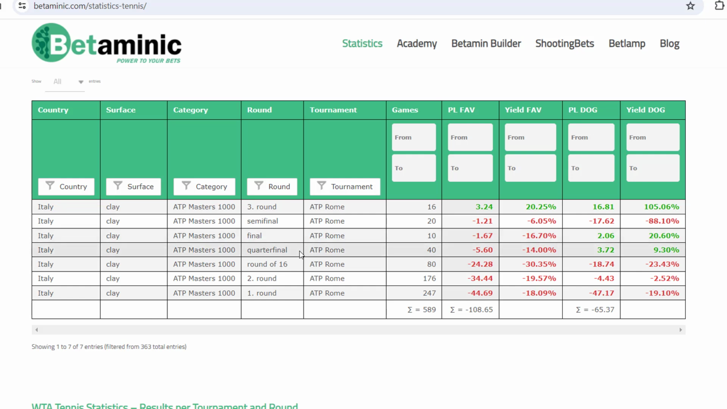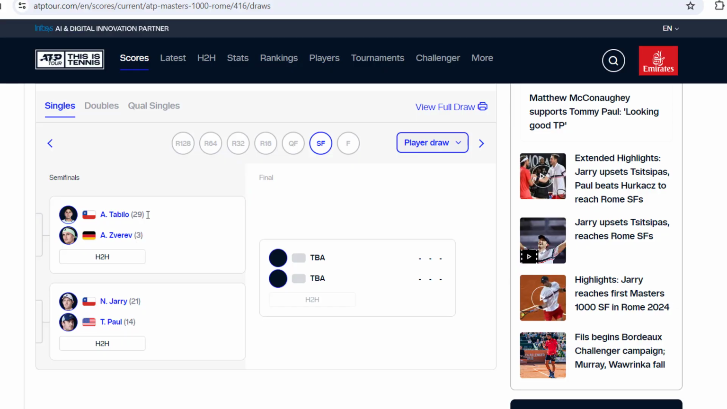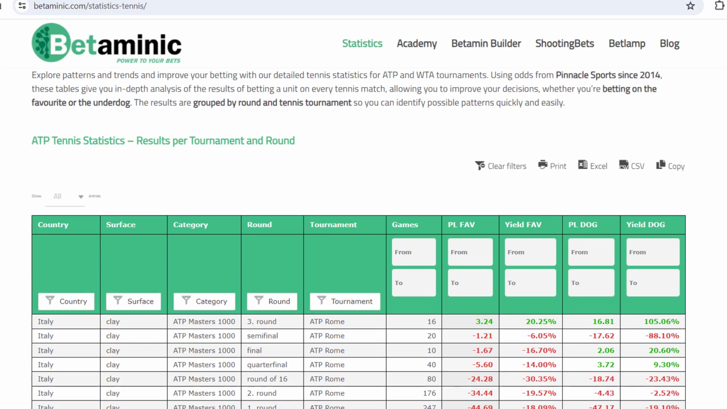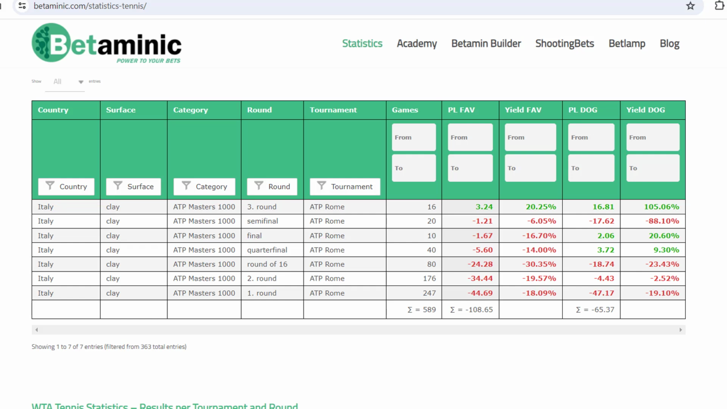So the quarterfinal is finished. The next is the final, and it's suggesting in the final, backing the underdog again has led to profit over the last 10 years, and we've still got to wait for the semi-finals to complete. But when we get that final, I think I'll put on another test bet to see if the underdog will yield profit there. But this is all free at the moment from Betaminic. I don't know if they're going to make this paid in the future, but right now it's free.